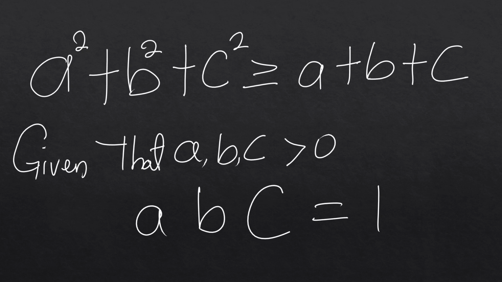All right. The question says we should prove that a squared plus b squared plus c squared is greater than or equal to a plus b plus c, given that a, b, and c are positive real numbers, so they are greater than 0. Also, that a plus b plus c is equal to 1.